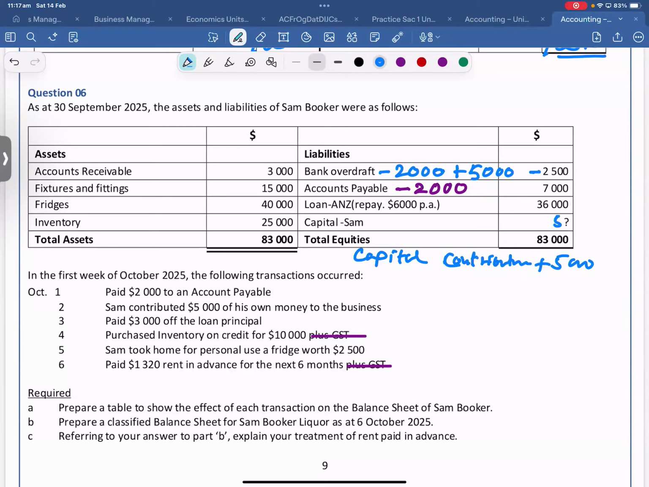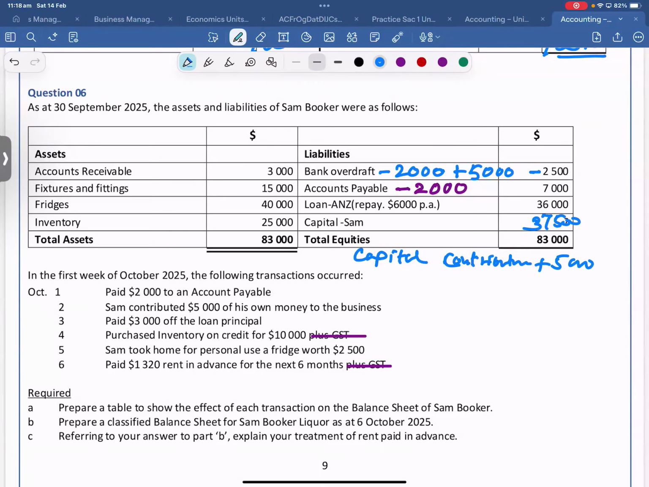Capital is 500. 13 plus 2, 15, 16, 7. Then 37,500. Right. Then 3,000 of the loan principal.